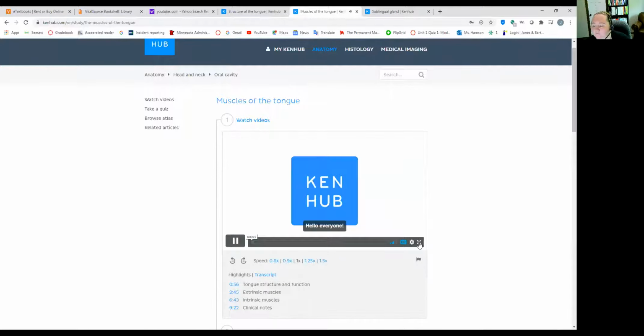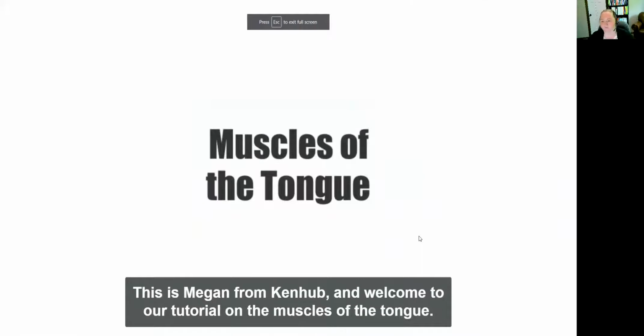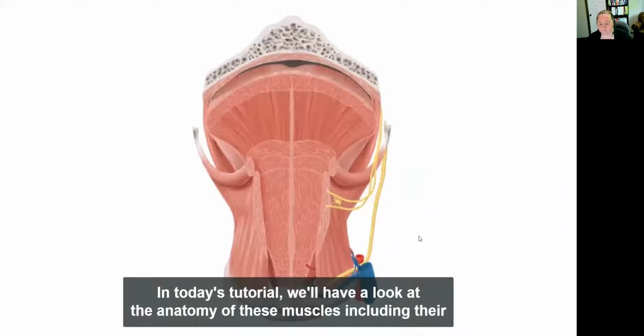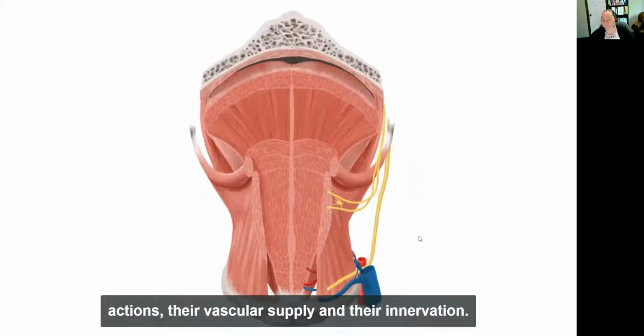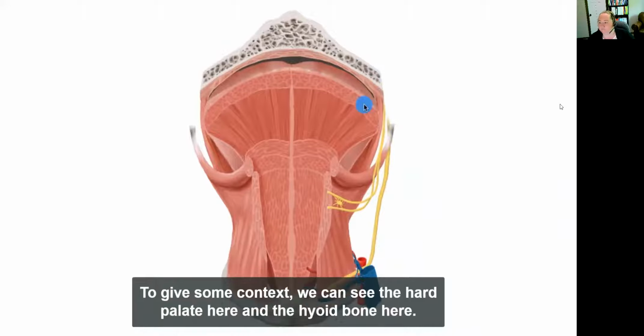Hello everyone, this is Megan from KenHub, and welcome to our tutorial on the muscles of the tongue. In today's tutorial, we'll have a look at the anatomy of these muscles, including their actions, their vascular supply, and their innervation. So here we can see an anterior coronal view of the tongue. To give some context, we can see the hard palate here and the hyoid bone here.